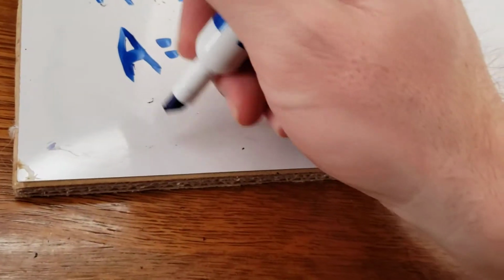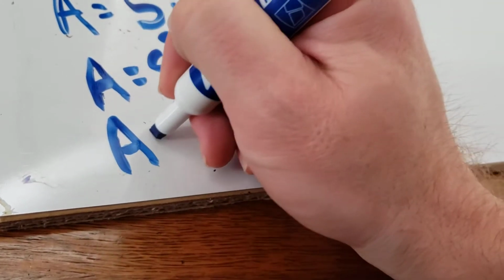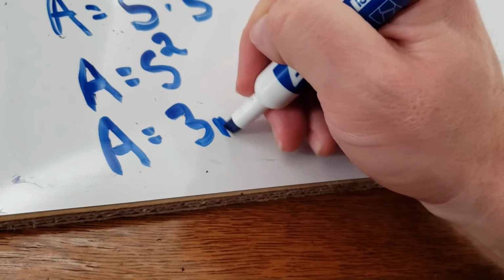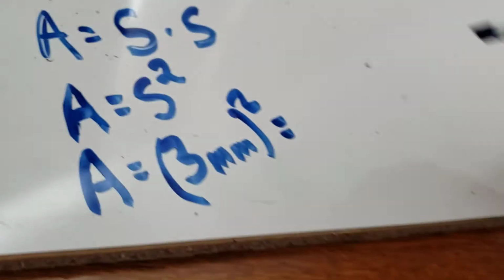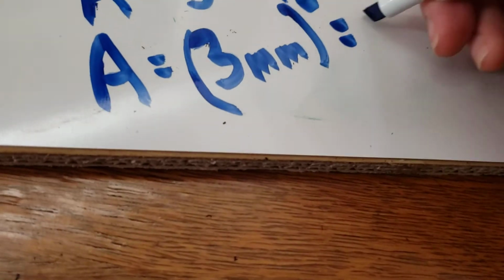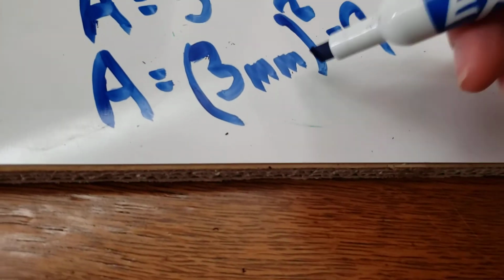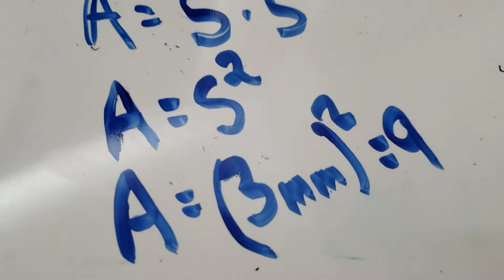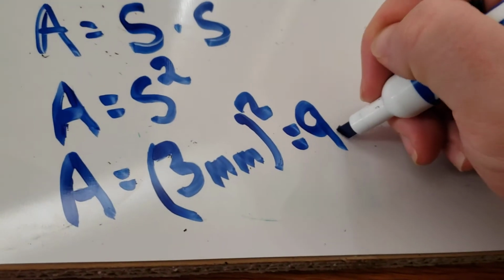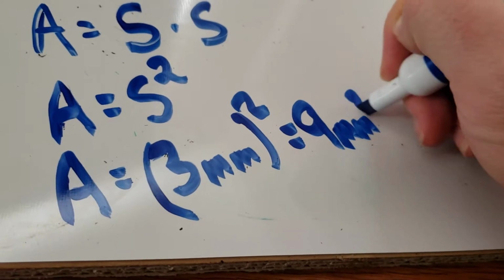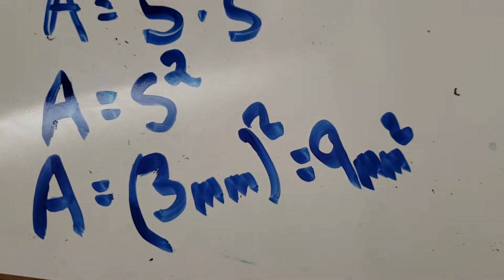So if we plug in our dimensions, we could take 3 millimeters and square it or multiply it by itself. 3 times 3 gives us 9. Millimeters times millimeters. Remember, when you multiply units by themselves, you get a square unit. So we'd get 9 millimeters squared. So the formula for the area of a square is s squared. We see that in action here.